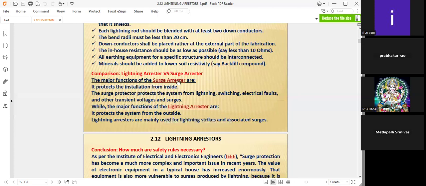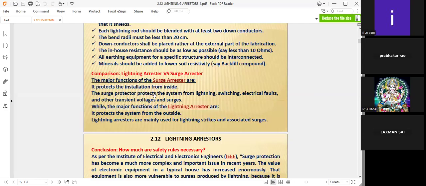The major function of surge arresters is that they protect the insulation from inside. That means where the equipment and the circuit are, the surge arrester is in the circuit itself. Where current fluctuations, high current or sudden high voltage are received, it will not allow them to go to the equipment. It saves the equipment.